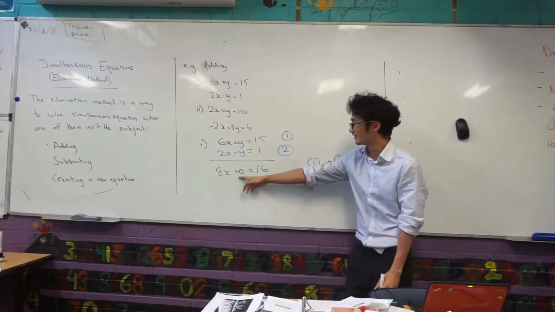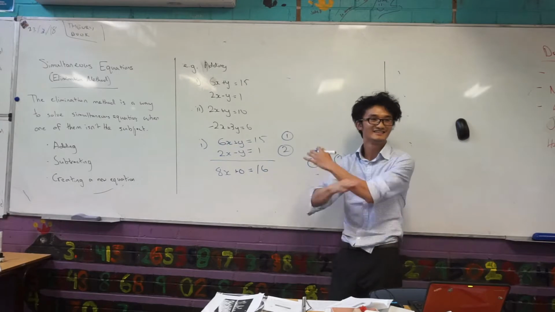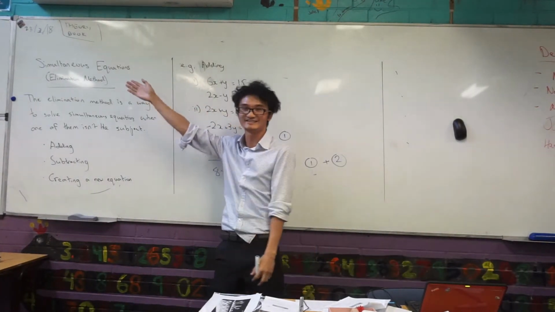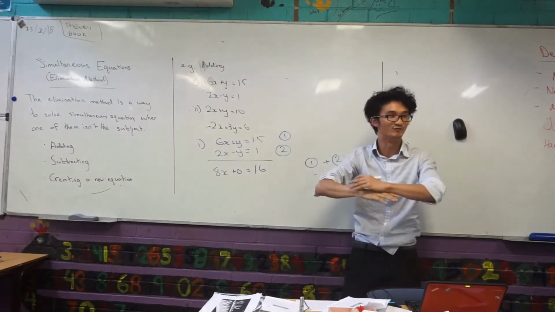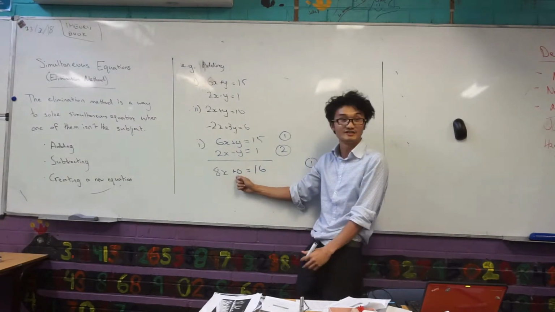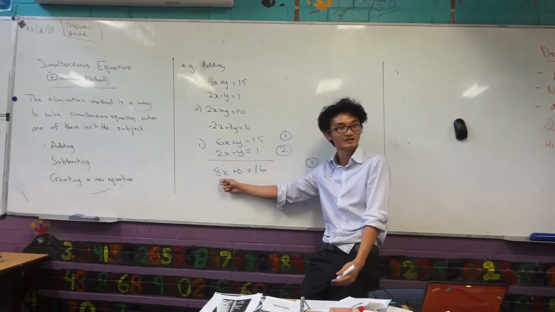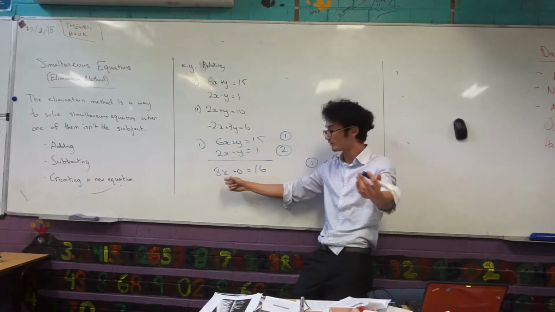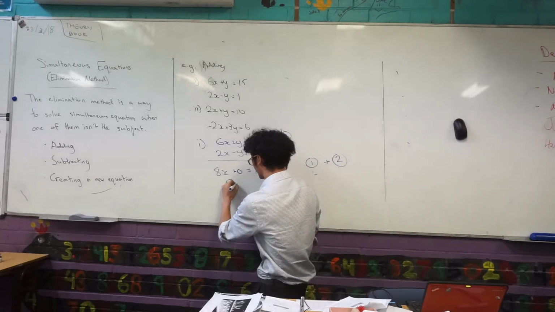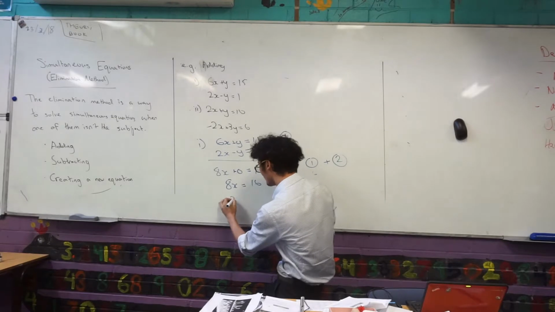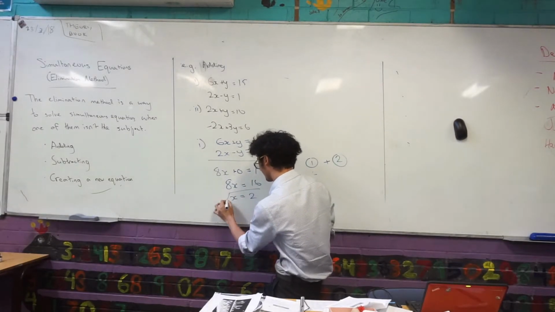What have I actually done here? Where's the y gone? It's gone. The y is gone. I've eliminated it. Hence, elimination method, right? Boom. We've buzzed it out. The y is no longer there. What kind of equation do I have here now? It's just a normal equation that I can solve as per normal, right? This is just 8x is equal to 16, or divide both sides by 8. I'll get x is equal to 2.